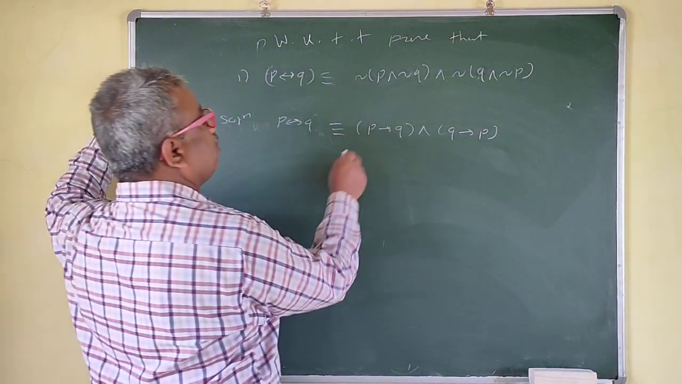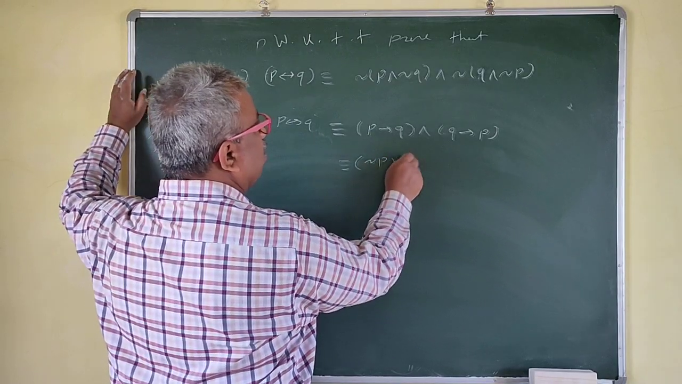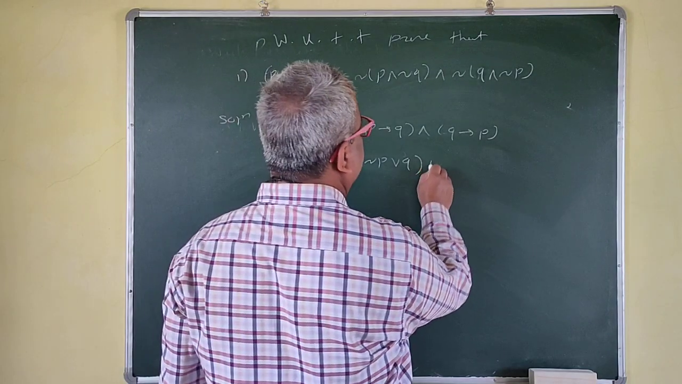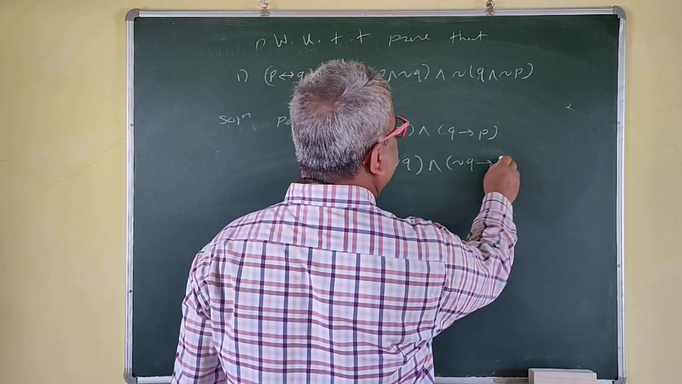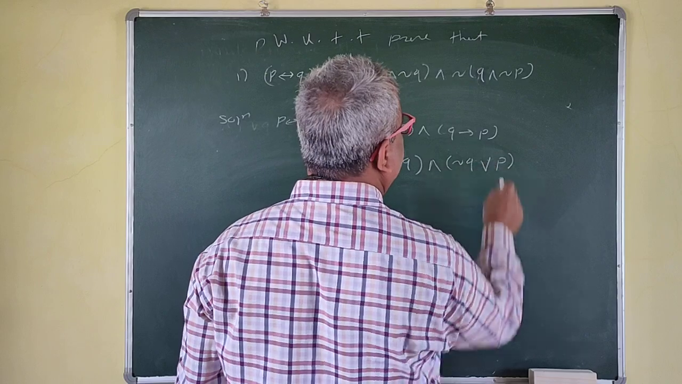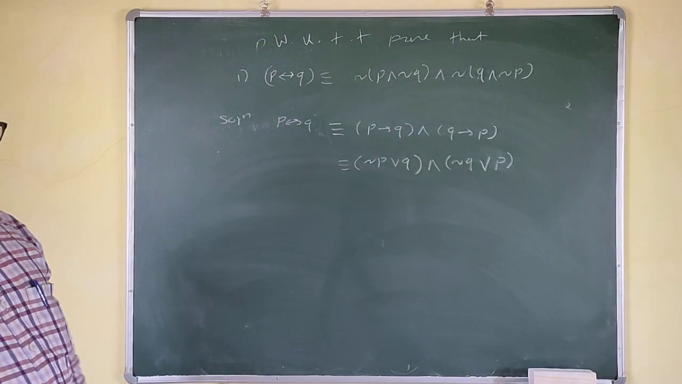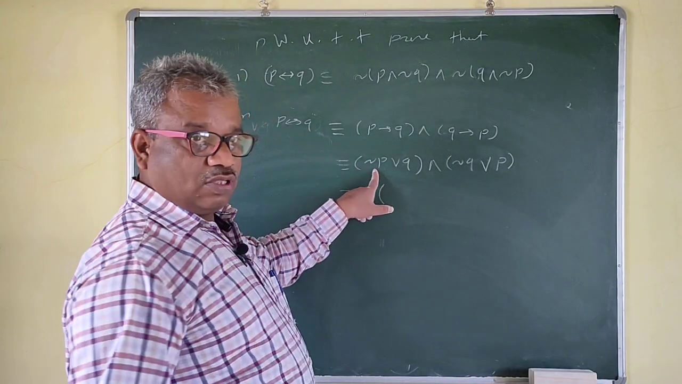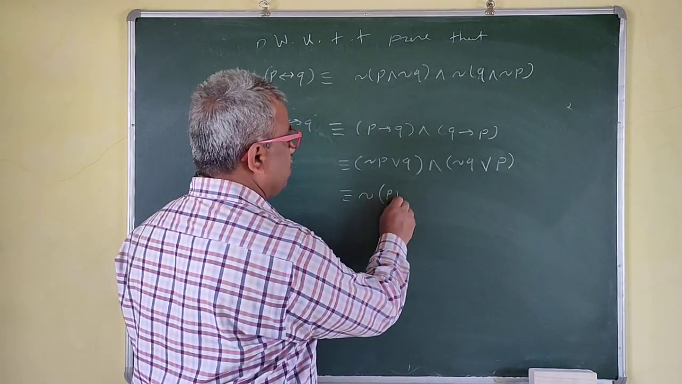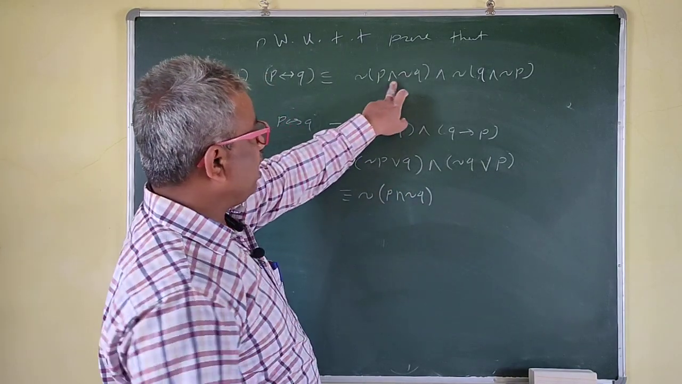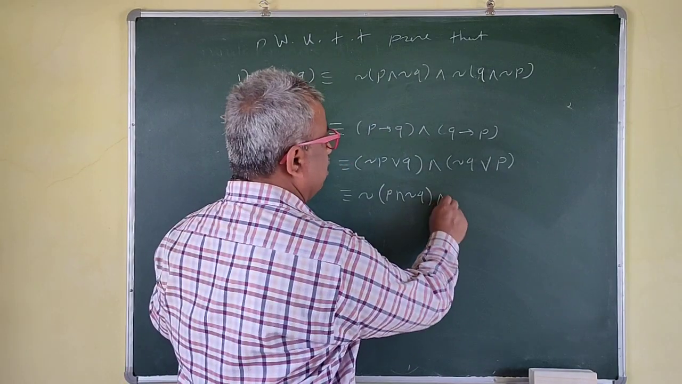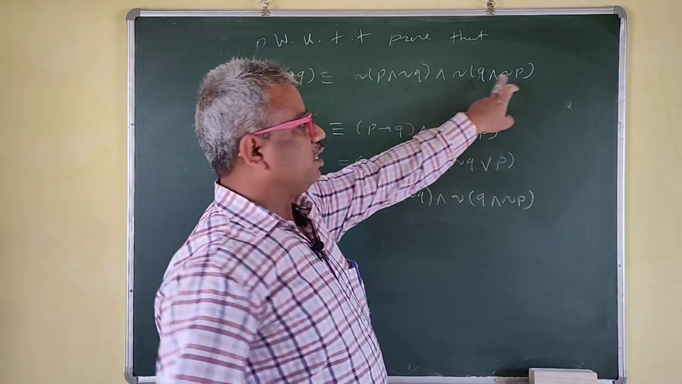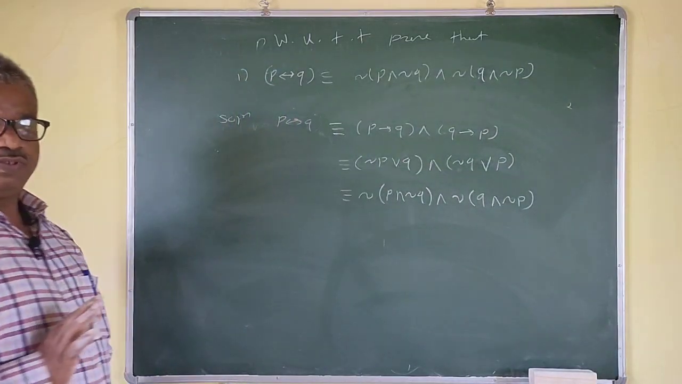Now you know that this is logically equivalent to negation P or Q. And negation Q implies P is negation Q or P. Okay. Now you know that this is logically equivalent to the negation of this one. This is what? P and negation Q, and this is logically equivalent to Q and negation P. See, we get here, right? So we are through. Only simple.